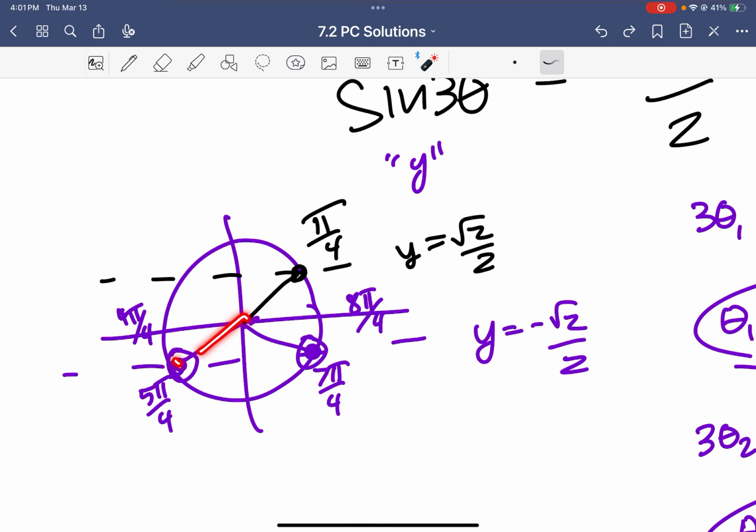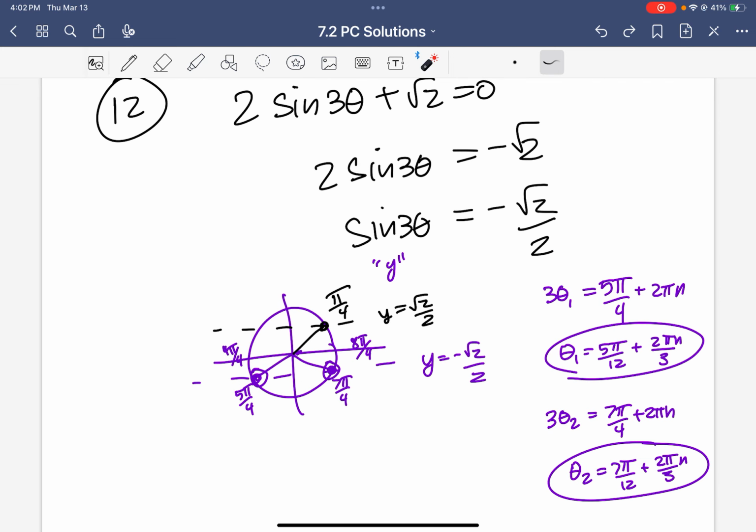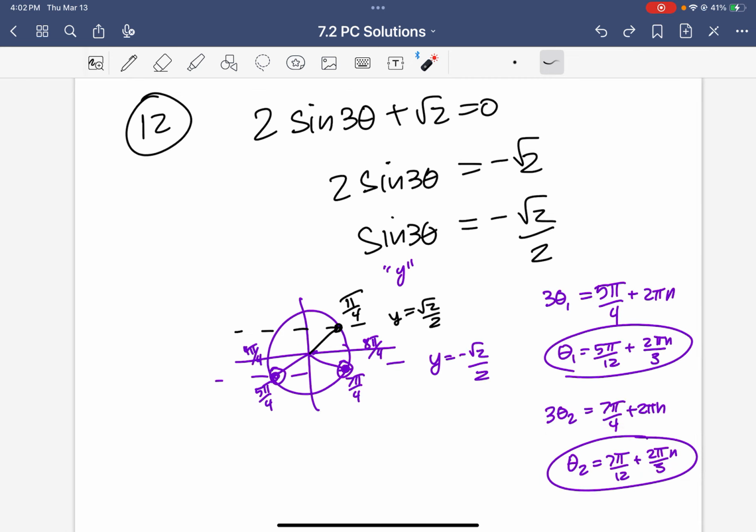So that means my other two dots are also going to have a reference angle of pi over 4. So that's why I have 5 pi over 4 and 7 pi over 4 as my two solutions that give me a negative square root of 2 over 2 for my sine. So that means I either have 3 theta 1 equal to my angle plus any number of revolutions. When I solve for theta by dividing by 3, I get this. Or I have that this angle must have been equal to this, so it's my second angle, so I'm going to call it 3 theta 2, plus any number of rotations. Dividing by 3, I get that.